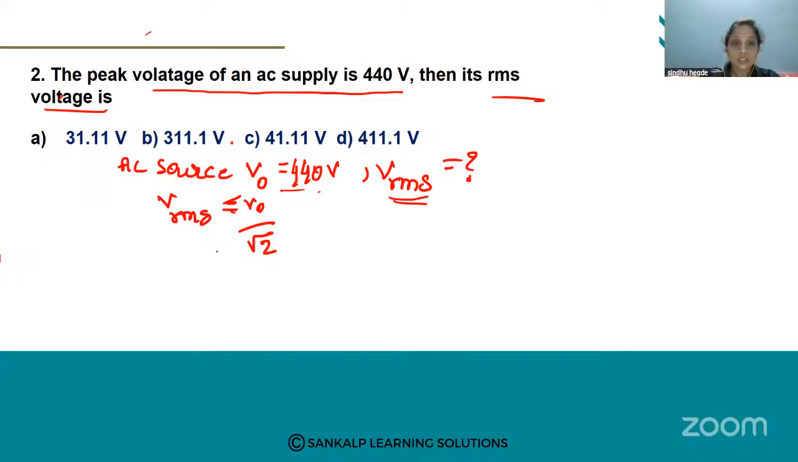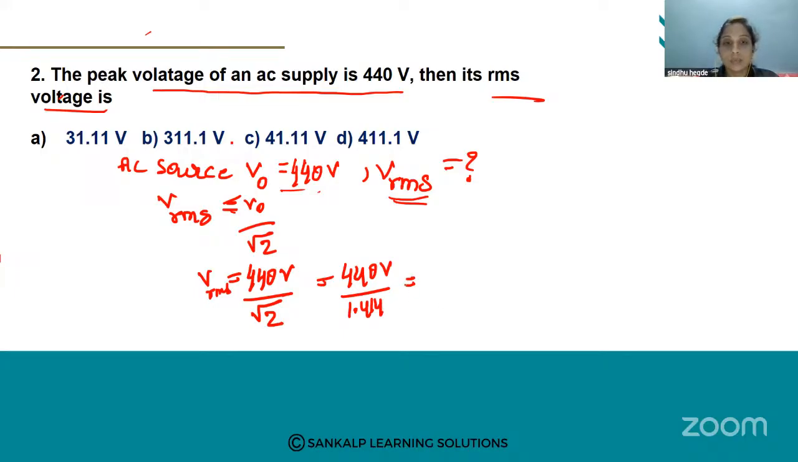Okay. Then substitute the values here. Here they give V naught value, that is 440 volt divided by square root 2. VRMS is equal to 440 volt divided by root 2. What is the value of root 2? It is nothing but 1.414. Divide 440 by 1.414, it is nothing but 311.1 volt. So which option is correct? Here B is the answer.